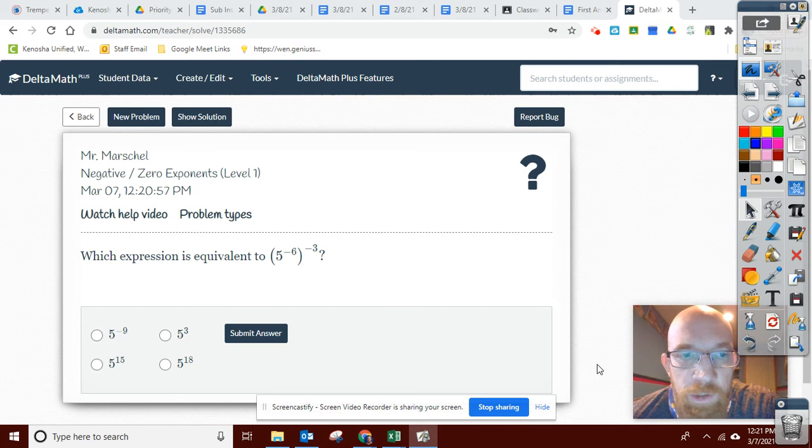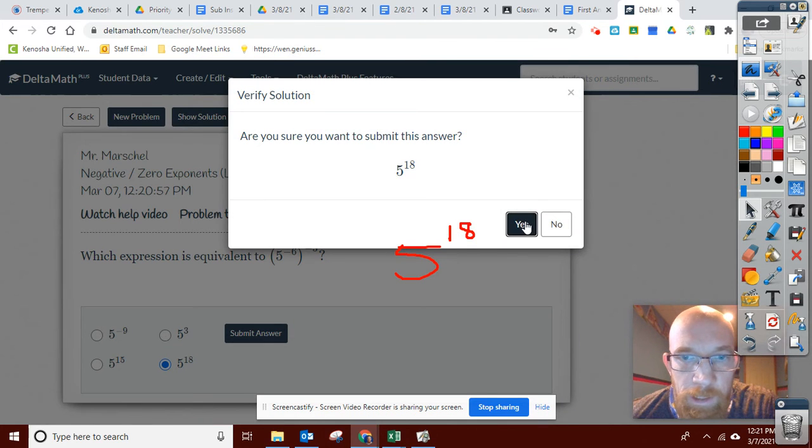All right, what are we going to do to the exponents this time? Yes, we are going to multiply those. So 5 stays the same, and -6 times -3 is, well, 18, positive 18. So this is going to be what your assignment looks like.